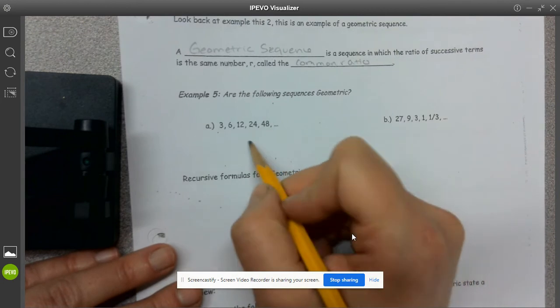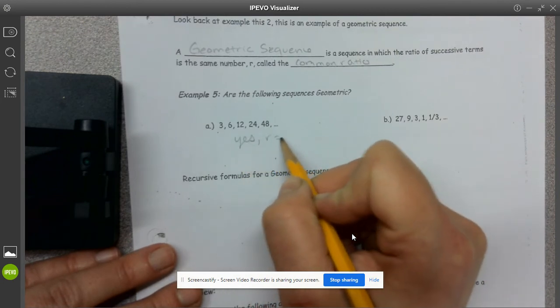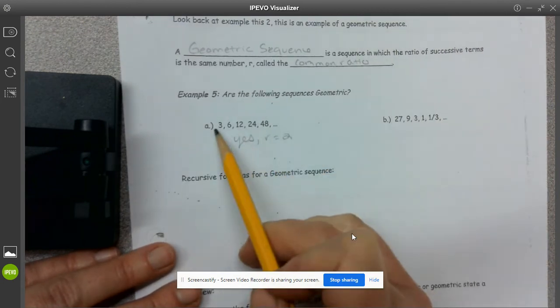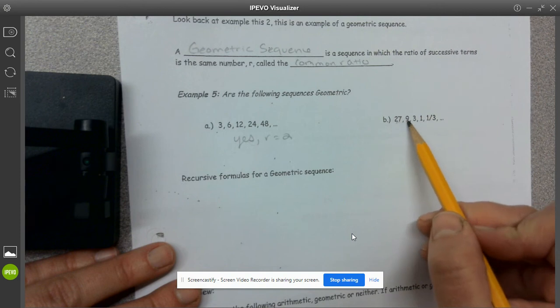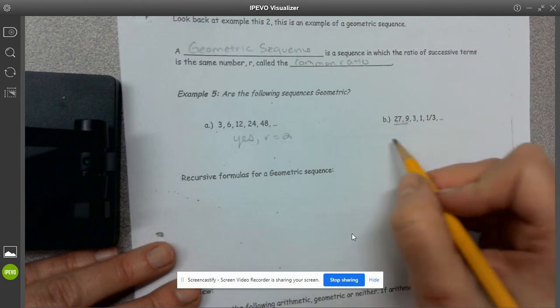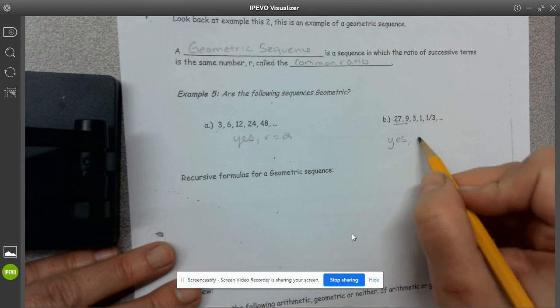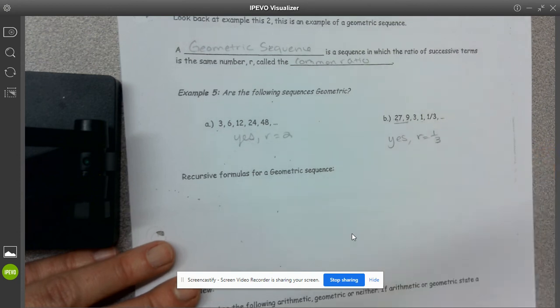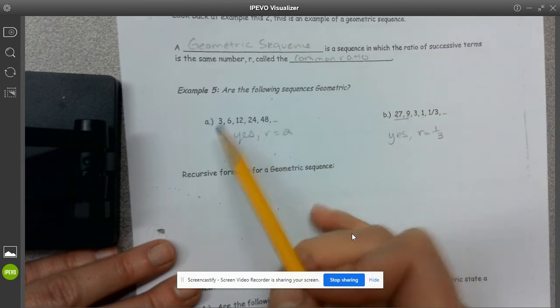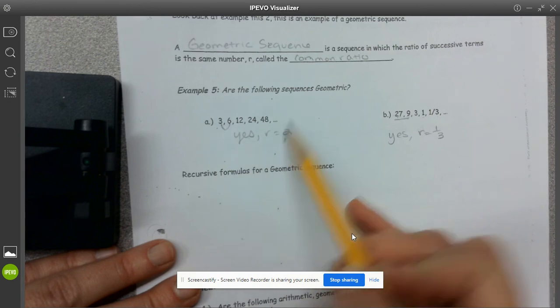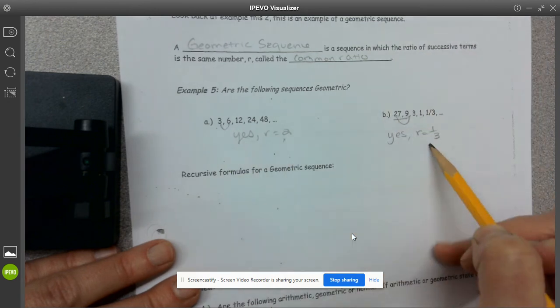Are the following sequences geometric? Yes. I'm multiplying by 2 every time. Here, I'm multiplying by, oh, looks like I'm dividing. When you're dividing, you are still multiplying. You're dividing by 3, you're dividing by 3, you're dividing by 3, so you're multiplying by a third. Or what you could do is say, all right, what's 6 divided by 3? 2. What's 9 divided by 27? 1/3.